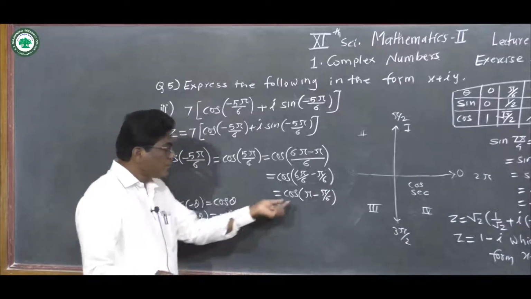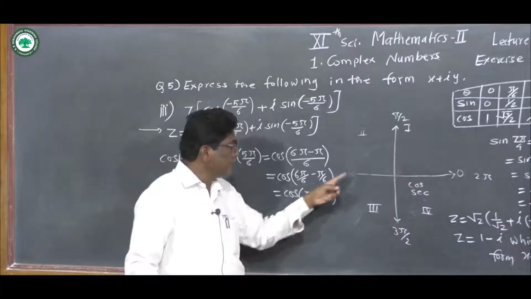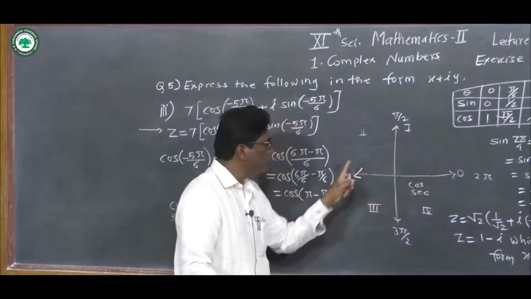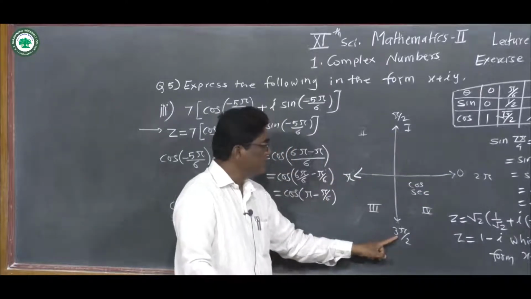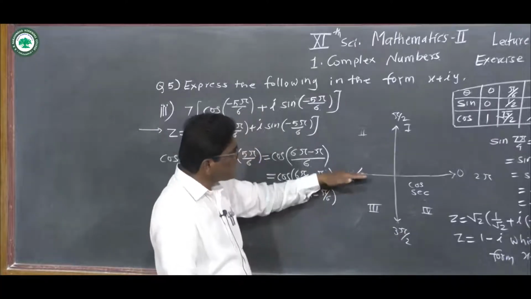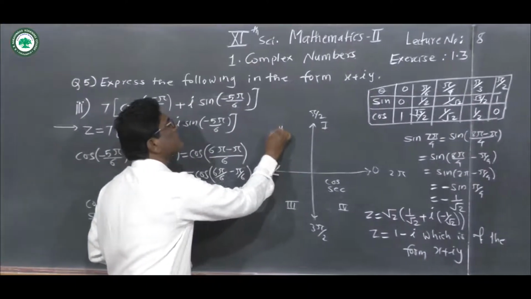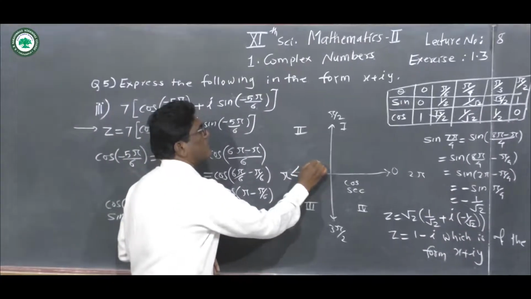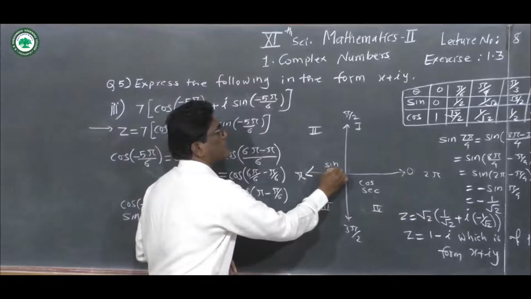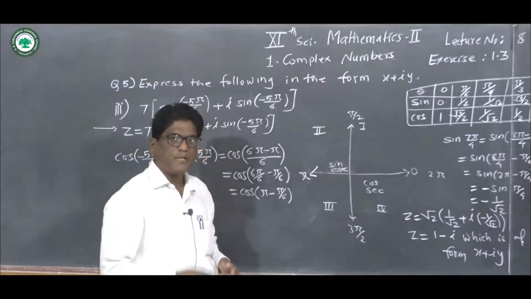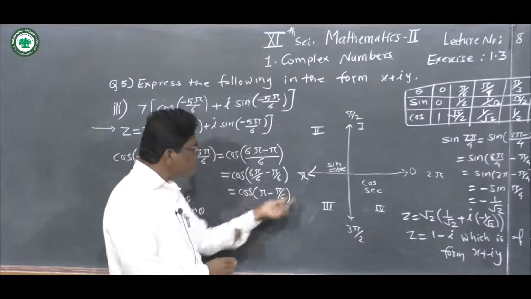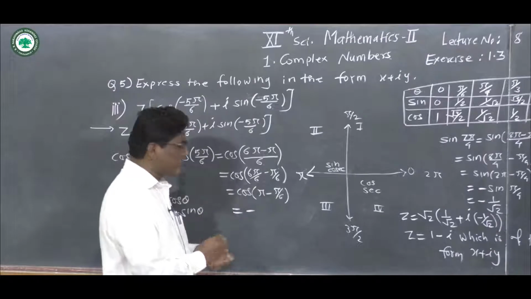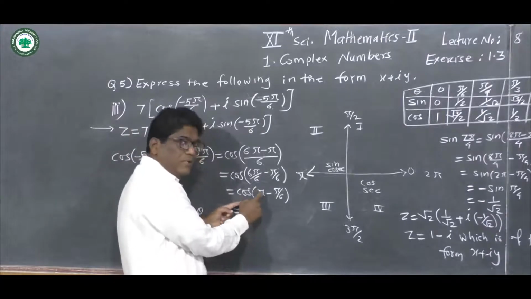Now see here, pi minus pi by 6. Here it is pi. Here 0 degree, pi by 2, pi, 3 pi by 2. Here pi, and pi minus means it lies in which quadrant? Second quadrant. It lies in the second quadrant. And in the second quadrant, the sine ratio and cosec ratio are positive. The remaining 4 are negative. So here cos is negative in the second quadrant. So we take negative here, and we remove this angle pi.